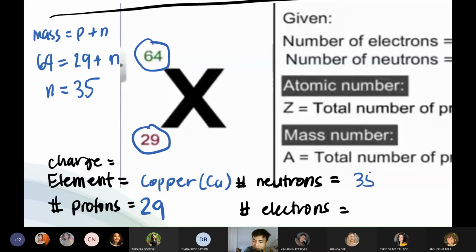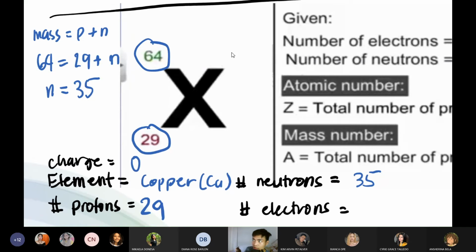Okay? So, yan. 35 plus 29, 64. Okay? So, yun yung atomic mass. Dalawa na lang kulang natin. Charge and electrons. So, ano papansin nyo? Is there a number at the top left, top right side of the symbol? Wala. Walang number na nakalagay dito. Kapag walang number na nakalagay niyan, that means the charge is 0.